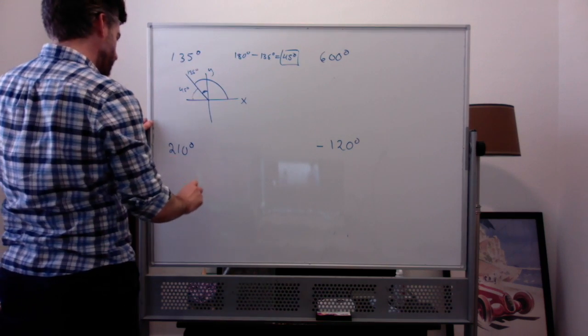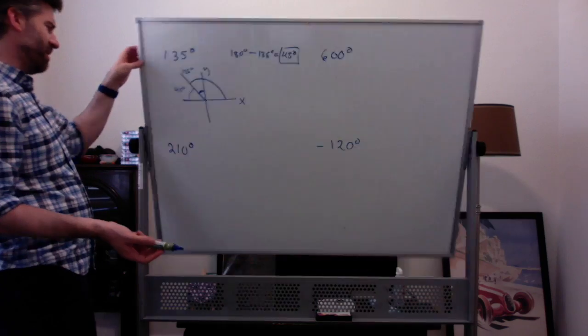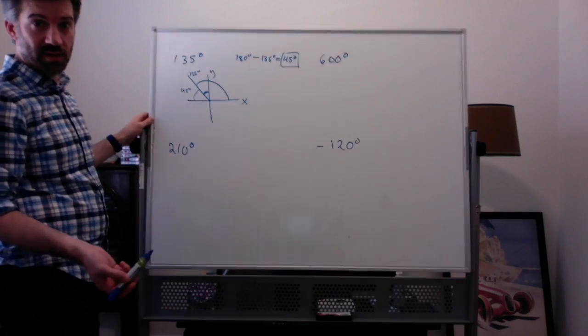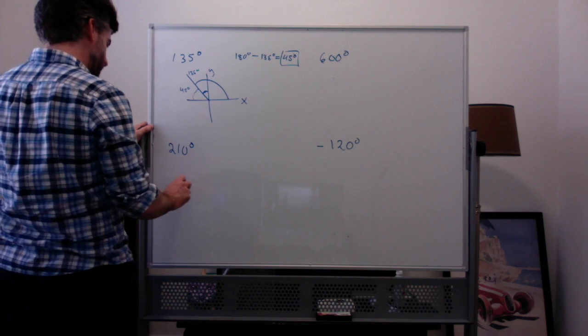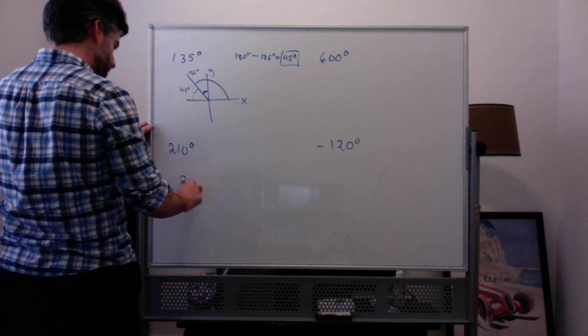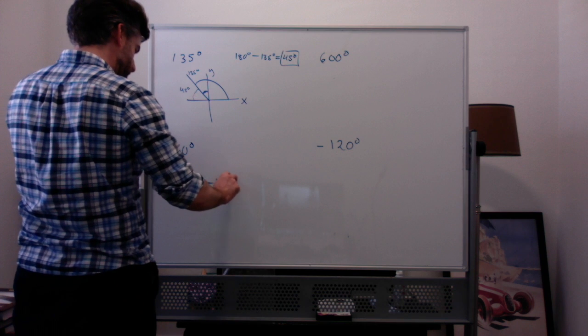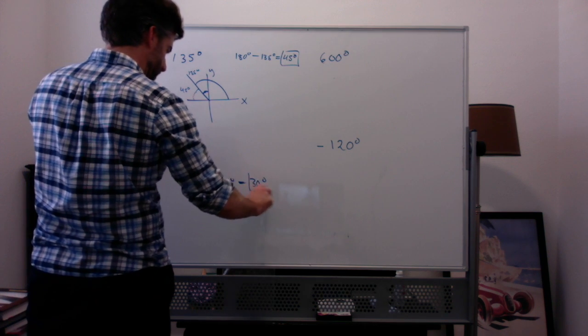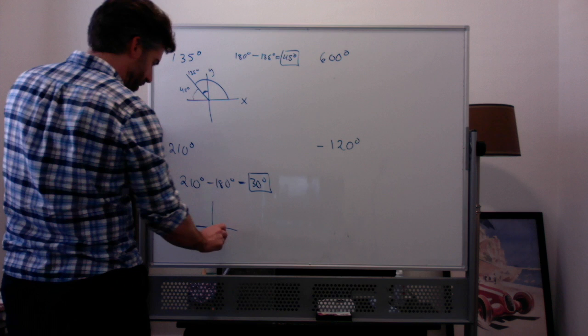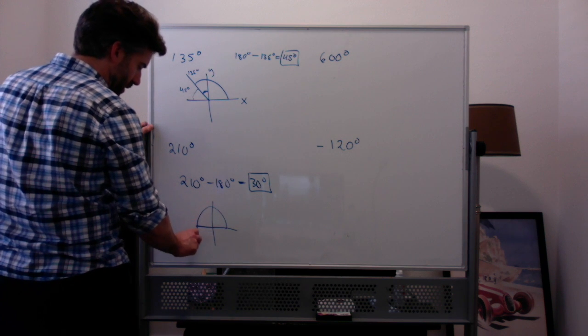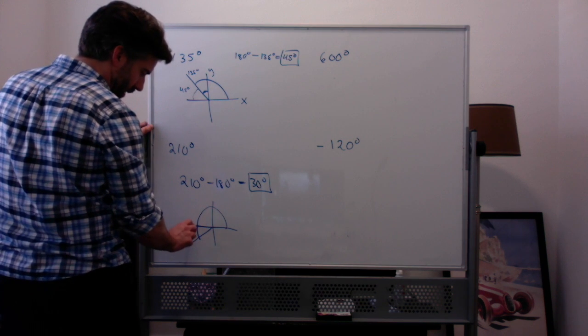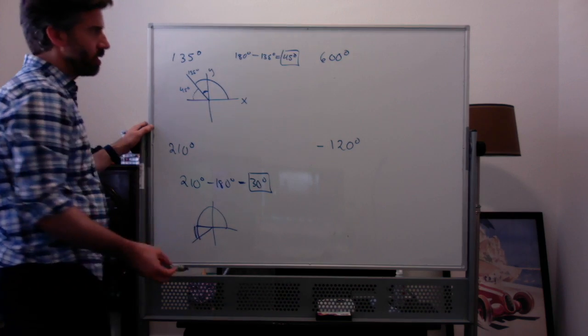Let's do 210. I think we did 210 already. No, we did 215. So 210 is going to be 30 degrees over 180. So our reference angle here is going to be 30. That's our reference angle there. Again, you can see it: 90, 180, 30 more than 180. So that reference angle is definitely 30.